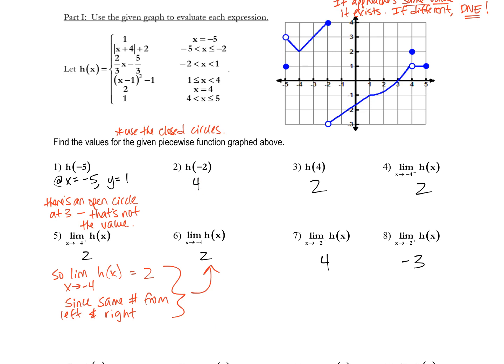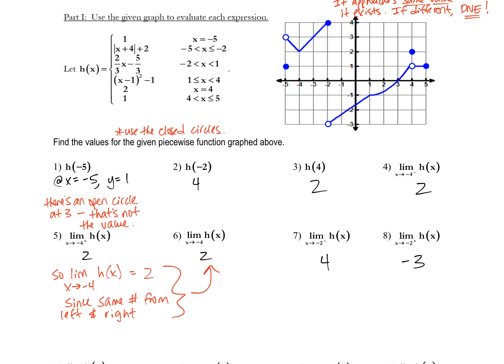How about find h of 4? That's the way that you read this, by the way. It's not h parentheses 4, it's h of 4. So I'm going to find the x value of 4. It's right here. Got two options. Use the closed one. The y value there is 2. So basically, I give you the x, you give me the y.